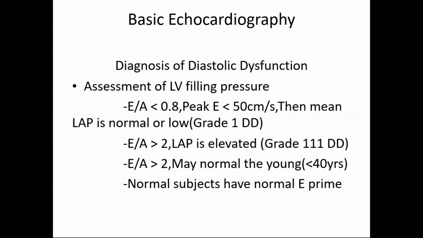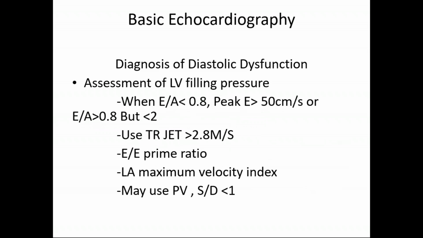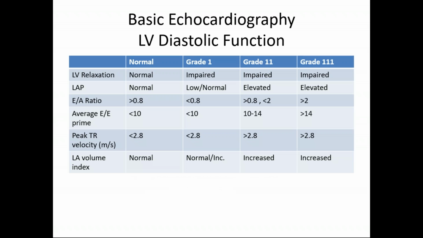Grade 2, the majority of your grade 2 patients are going to be what we call pseudo-normal, where the E is bigger than the A. But when you look at your TR velocity, it's going to be greater than 2.8. Left atrial volume is going to be greater than 34, and E to E prime ratio is going to be greater than 15. So your grade 3 patients are easy because the E to A ratio is greater than 2. Okay? Grade 3, easy.